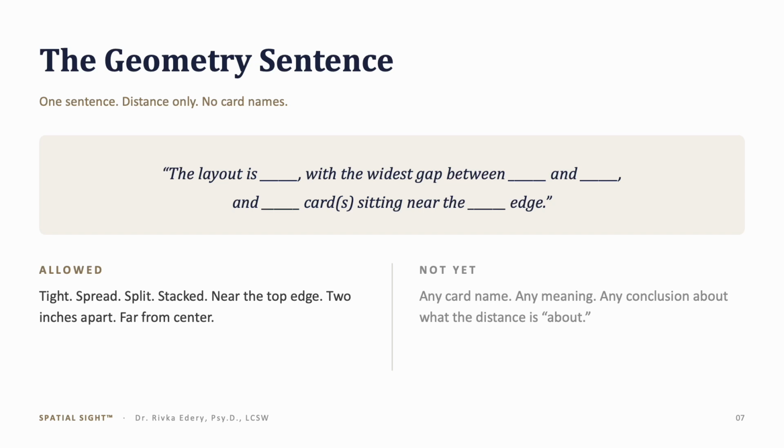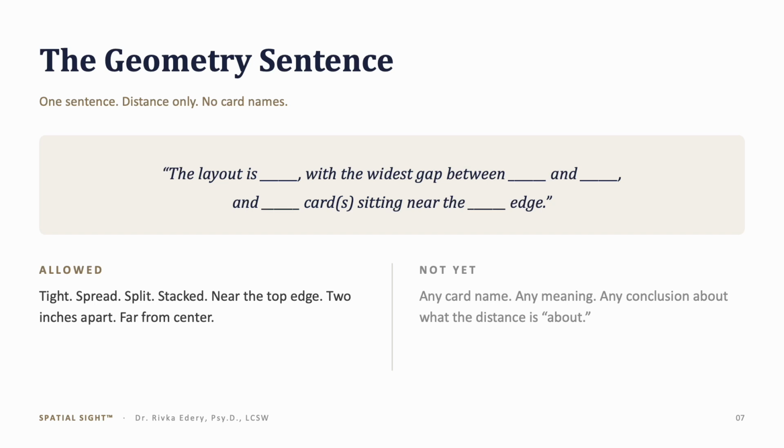And here is what does not go in those blanks. Not today, not yet. No card name, not one. No meaning, no conclusion about what the distance is supposedly about. I want to be precise about why, because not yet is doing something specific. The moment you write a card name into a geometry sentence, the sentence stops being a measurement and becomes an interpretation. And interpretations are contaminated by outcome.